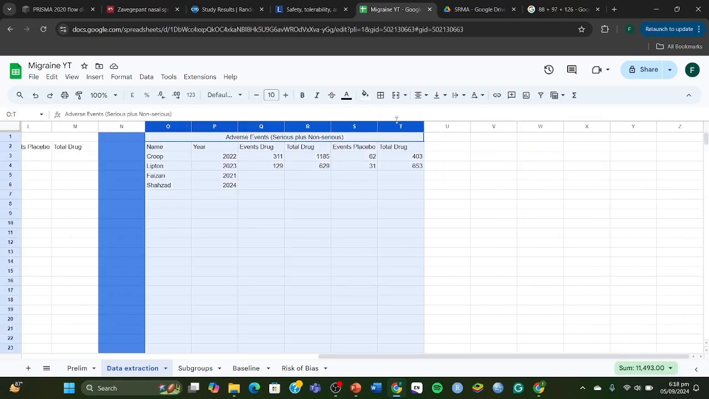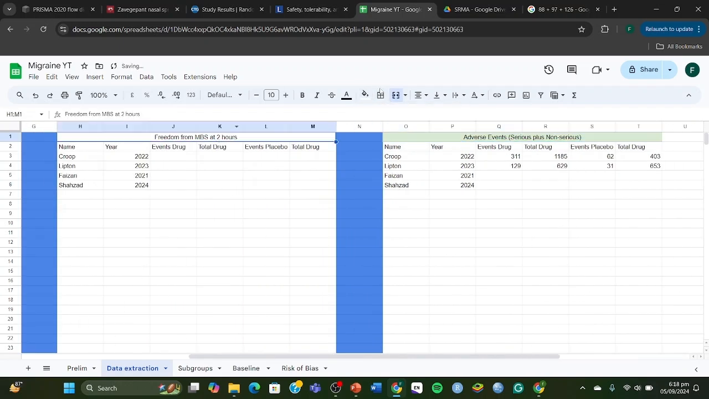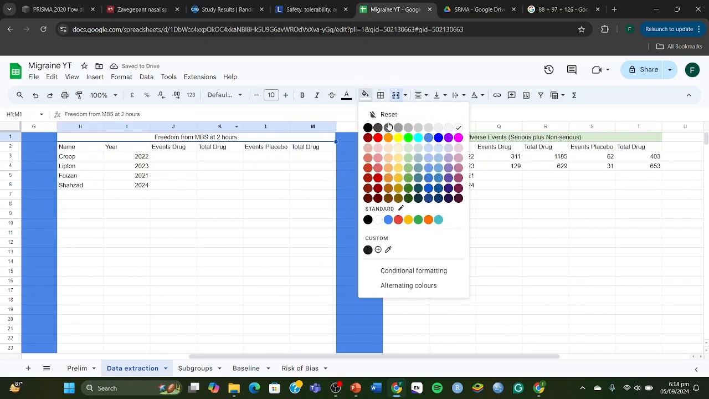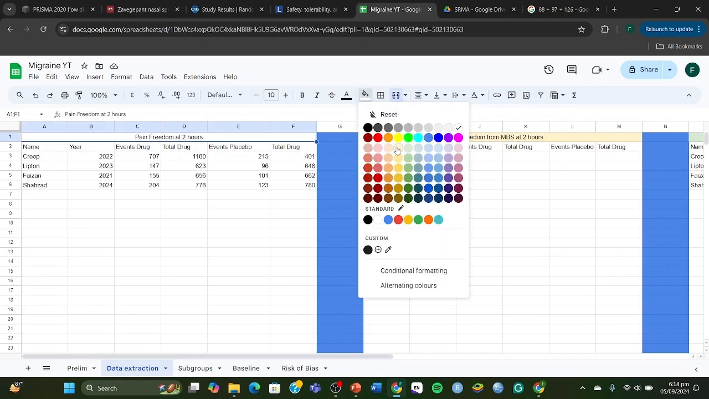Now, another thing that I do is I always select this one and I color it green. Green means safety and yellow means efficacy. So that's what I also do. This sort of helps me differentiate between different outcomes.